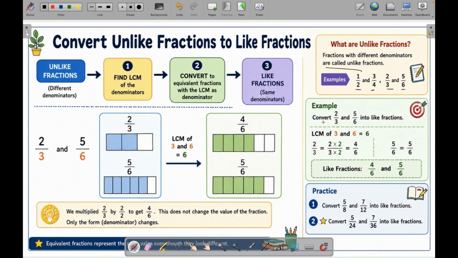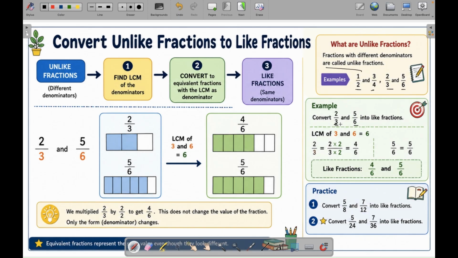Say for example, we are given 2 by 3 and 5 by 6. These are unlike fractions because they have different denominators. We have to convert them to like fractions. So what we need to do is make their denominators the same. How do we make their denominators the same? We try to find a common multiple of 3 and 6, or whatever the denominators are. Right, so we have 3 and we have 6.